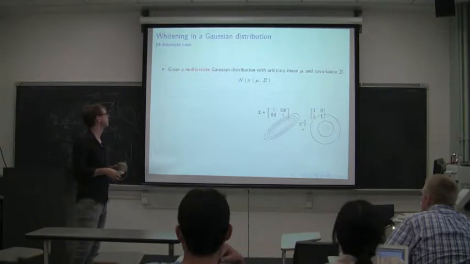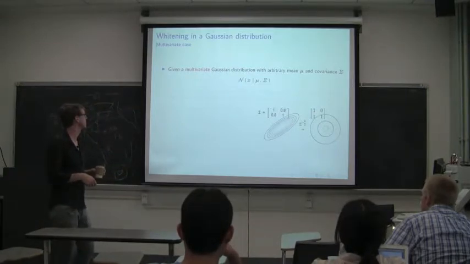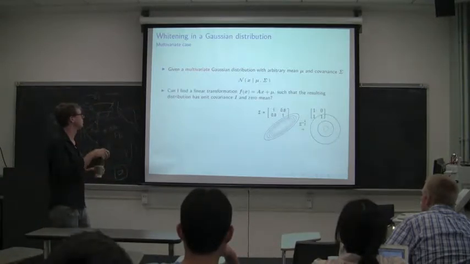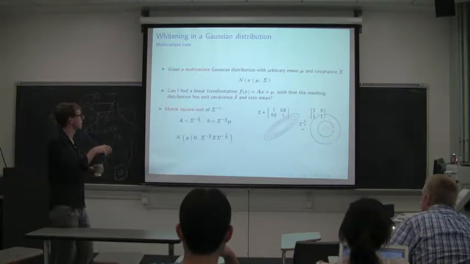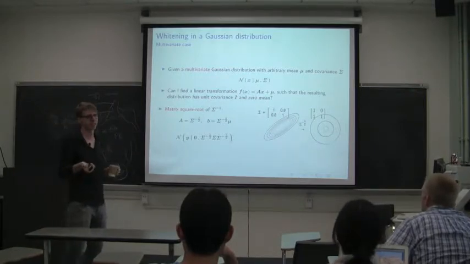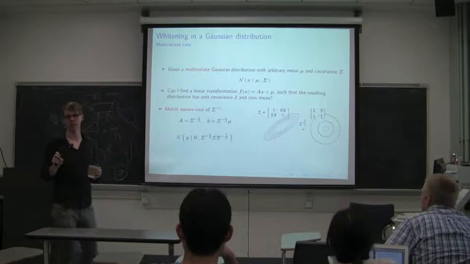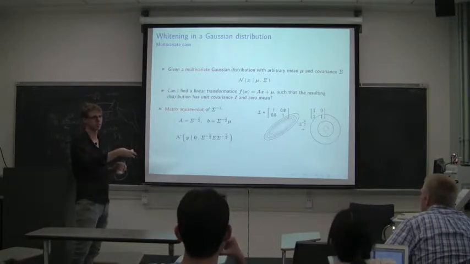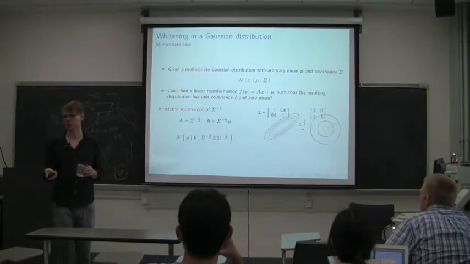Well, in the multivariate case, it's almost the same idea. Again we have some linear transformation. Just that here we don't have a standard deviation, but the analog to the standard deviation, which is the square root of the variance, is now a matrix square root of the covariance matrix.